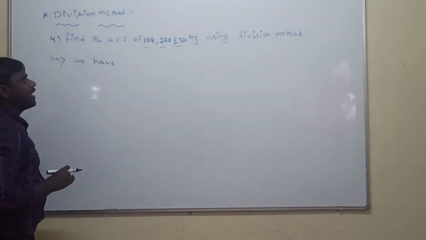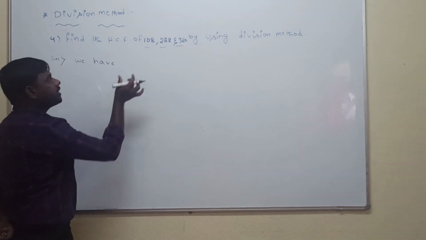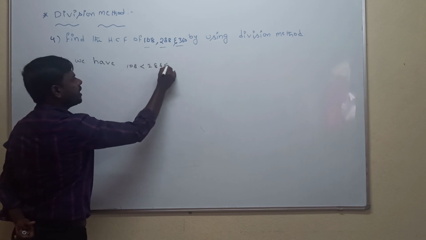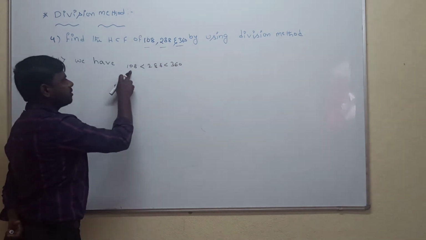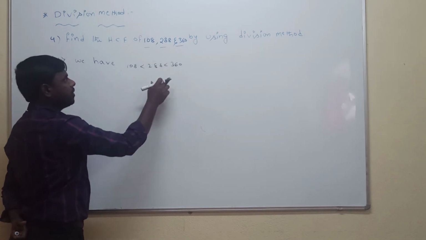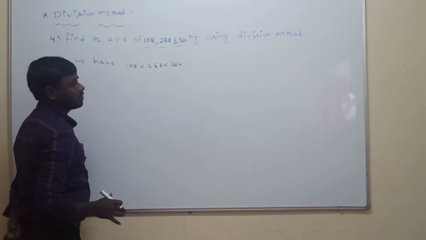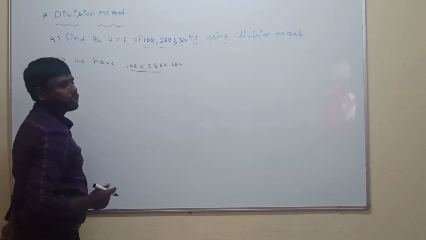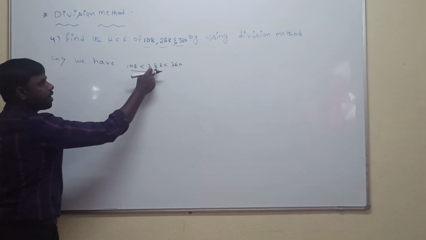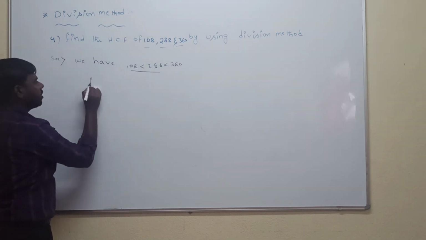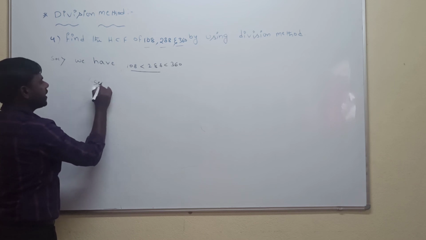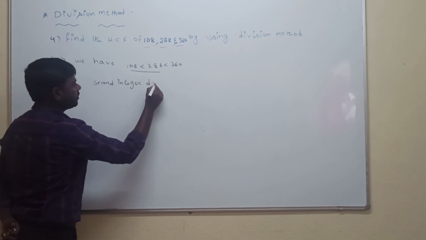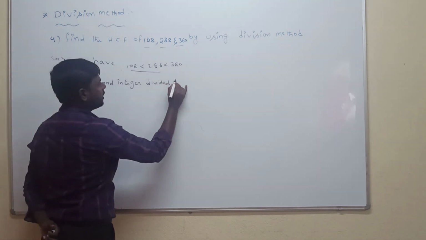To solve it using the division method, first we take the first 2 numbers. So 108 is less than 288, and 288 is less than 360. There are 3 numbers. First you use the first 2 numbers with the division method: divide the largest number by the smallest number. Second integer divided by first integer.